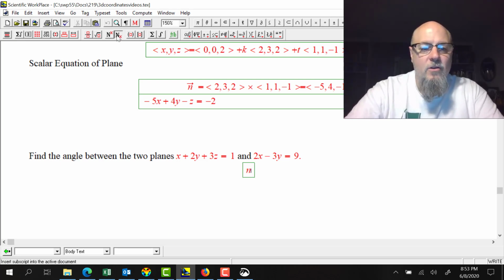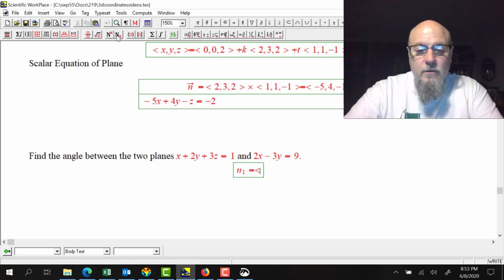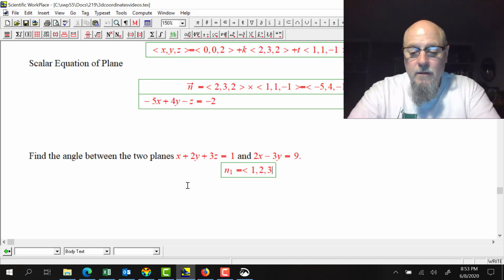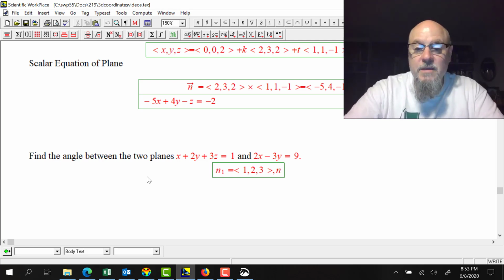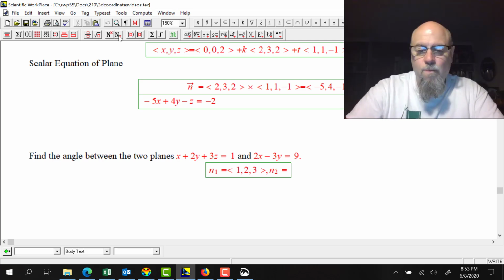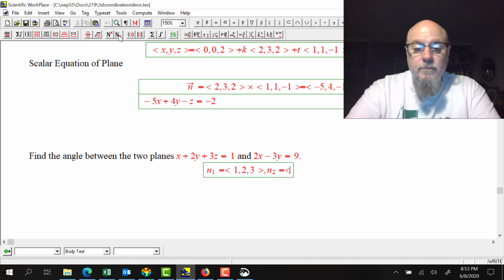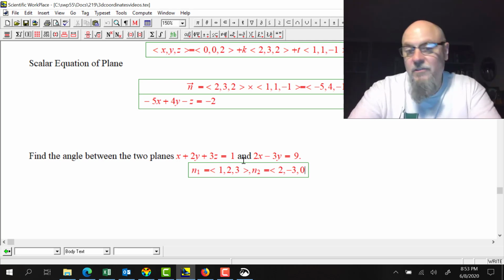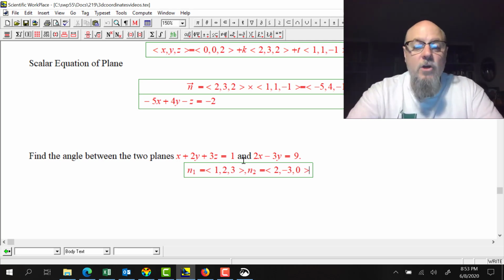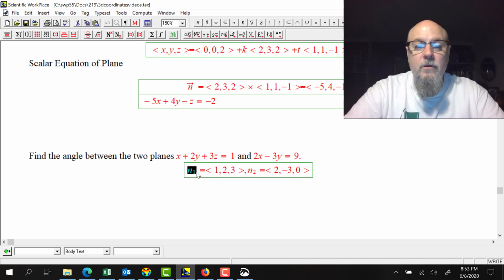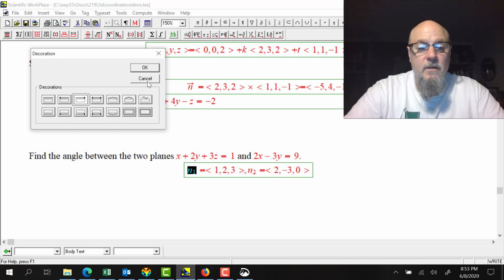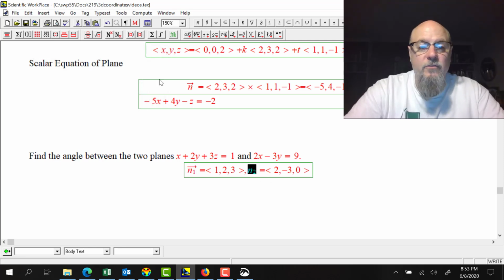One normal vector, let's just call that normal 1. I know what that's equal to. From the first plane, I can just read it off. It's 1, 2, 3. Well, that's unimaginative. The second normal vector from the other plane is equal to 2, minus 3, 0, because it's like 0z. So now I just need to know what's the angle between these 2 vectors. Oh, that's a dot product thing. So all I've got to do is find the angle between these 2 vectors using the dot product.